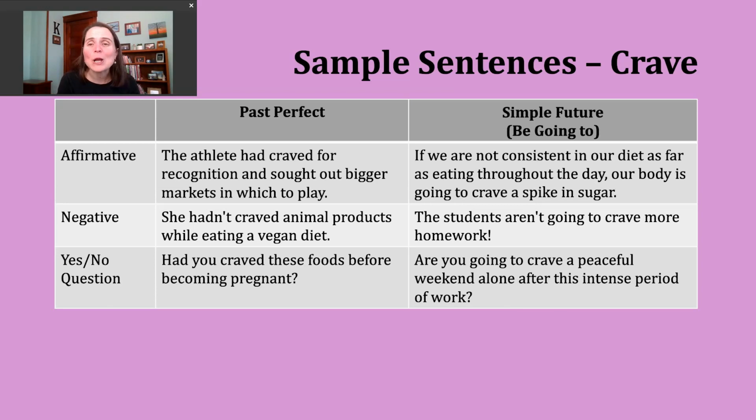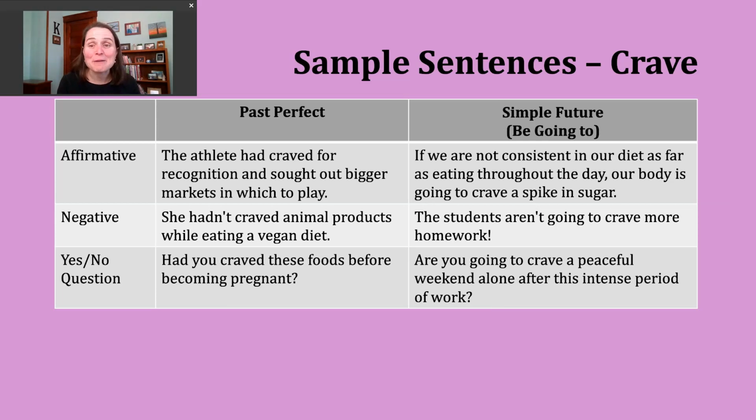Now let's talk about making a negative sentence in the simple future. To do this, we're going to start with a subject. We use the form of be that matches, then not, then going to, and the base verb. Here's another example. The students aren't going to crave more homework, right? I don't know that I've met many students that have this strong desire, give me more to do outside of class, right? So that sentence is a little silly and meant as a joke.